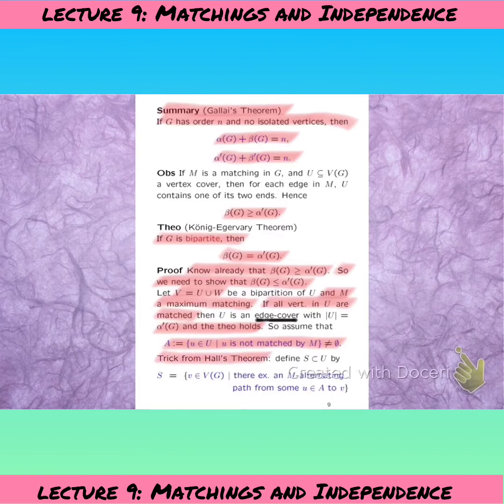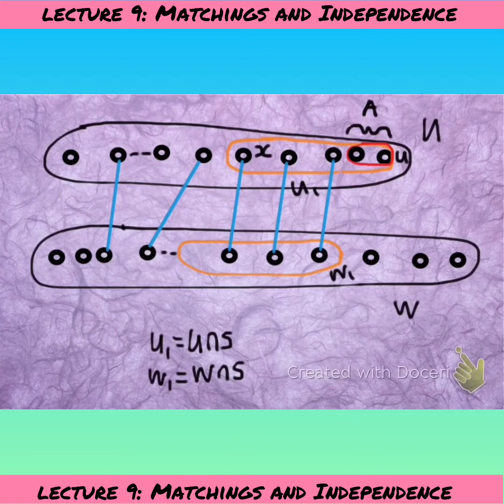Now remember from Hall's theorem, we choose the set S within U. It's all the vertices V in the vertex set of G, such that there exists an M alternating path from some U in A to V. So looking back at our bipartite graph, we define U1 as the set U's intersection with S, and we define W1 as the set W's intersection with S.